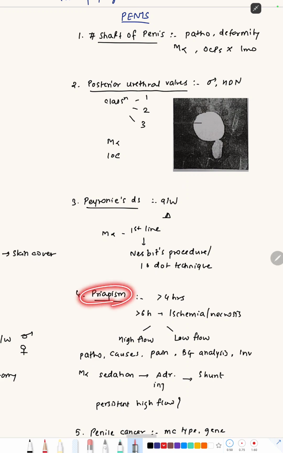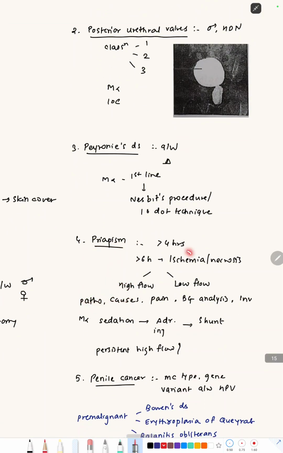Then priapism is a prolonged erection of the penis, an erection lasting more than 4 hours. If it is for more than 6 hours, that will lead to ischemic necrosis. Now, priapism is of two types: high flow and low flow. In high flow, the blood flow is maintained because of increased inflow of blood, while low flow is because of venous blockade, and low flow is more common.